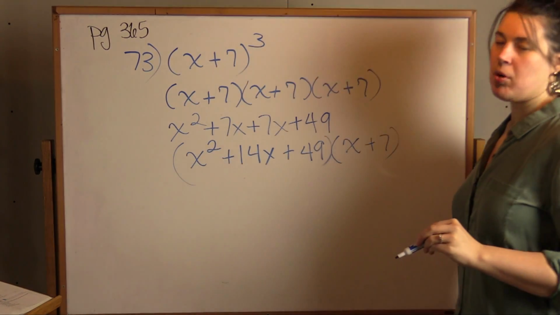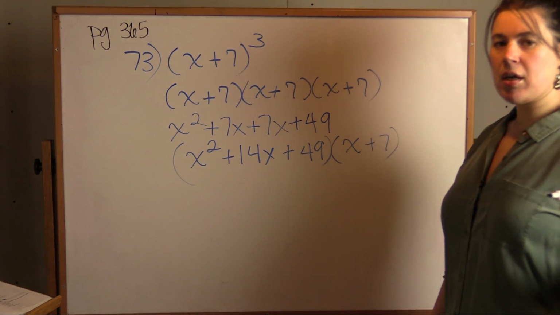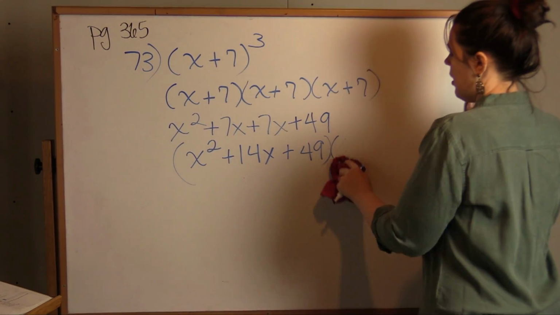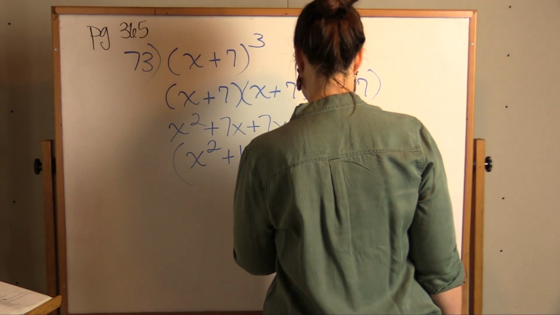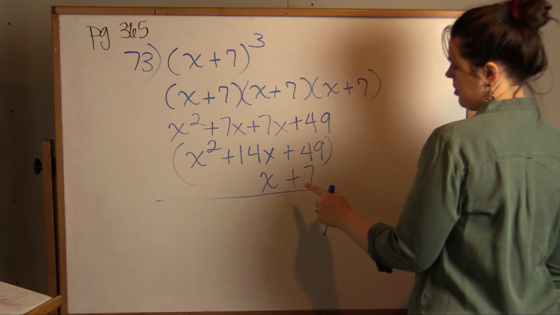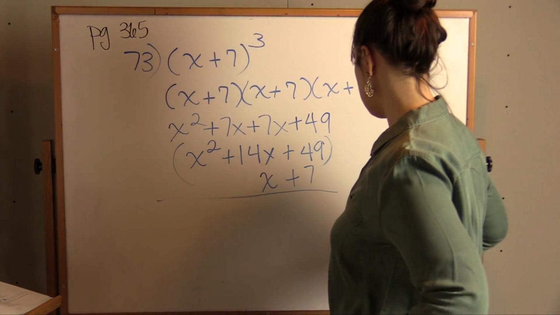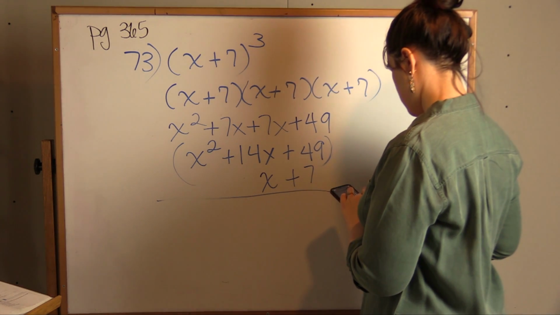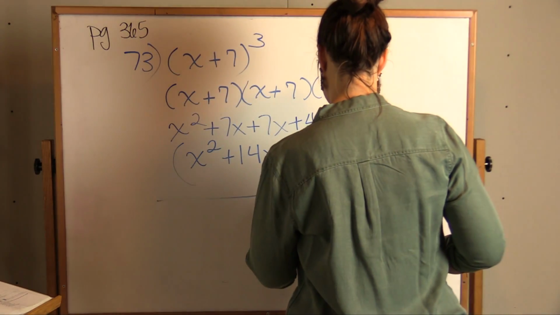Now I have to multiply this polynomial times this binomial. So I'm going to go ahead and use the vertical method like I did before. So what I'm going to do is erase this and actually add it below. So x plus 7. All right. This is going to be fun. So 7 times 49. I'm going to actually need to look that up. That's pretty big. All right, so that's 343.